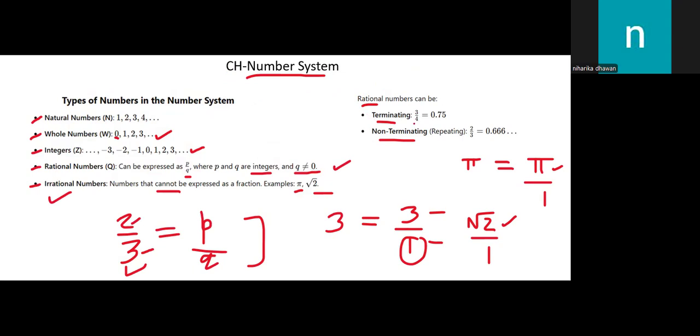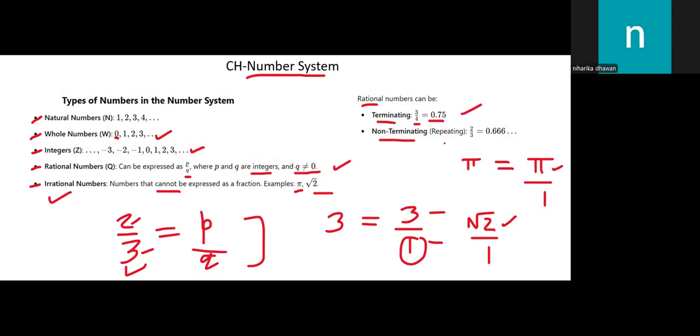Terminating. Here, 3 by 4 is clearly a rational number. Now, in decimal form, we can write 3 by 4 as 0.75. So, 0.75 is a terminating number. How? Because after 75, we have no digits. It has been terminated. It has been stopped there. So, it is a terminating number, which means it is a rational number.